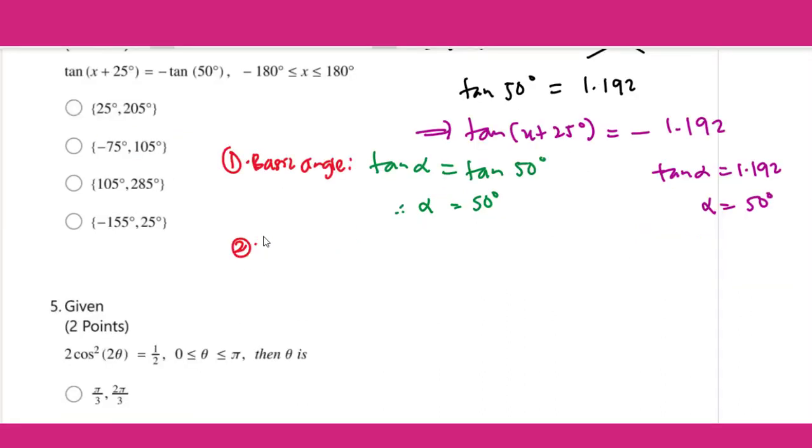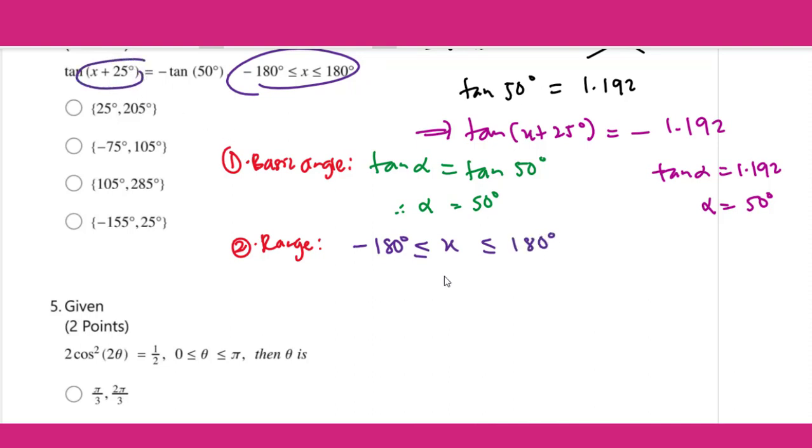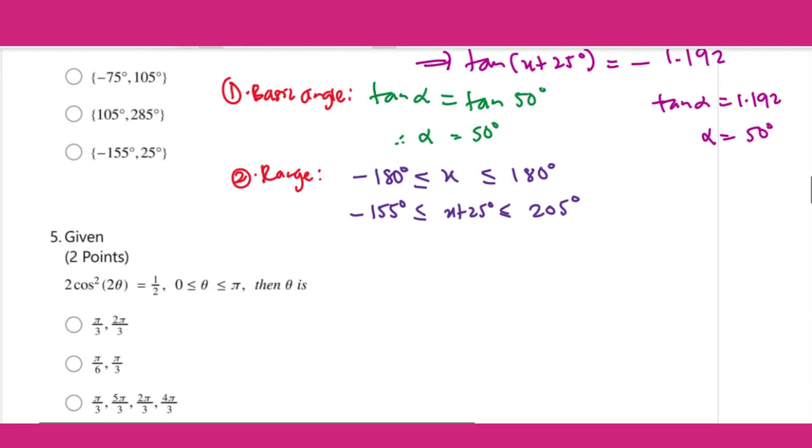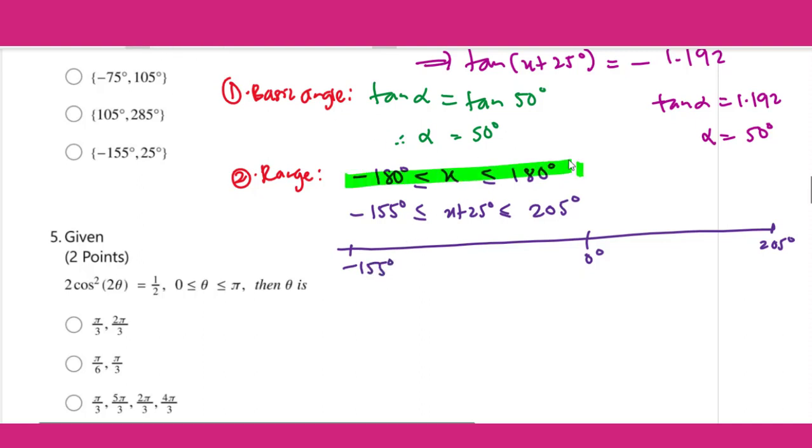So the second step is range. Given range is x lies from negative 180 to 180. Now check, this one is x plus 25, which means everything needs plus 25. Negative 180 plus 25 is equal to negative 155, and here is 205. So on the number line, 205 is positive, 0, and so is negative 155. Actually you may ignore this just for the first part. And you have two different answers, one negative, one positive.